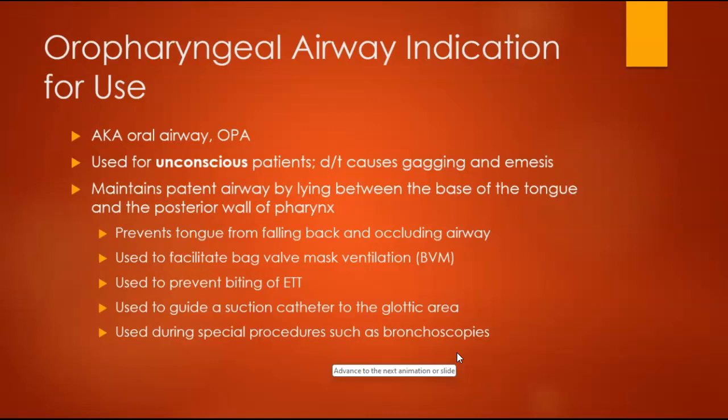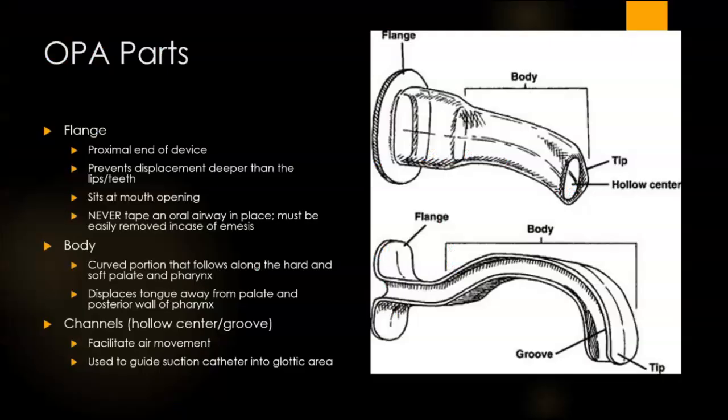wall of your pharynx, prevents the tongue from falling back, helps you facilitate bagging, manual ventilation with a bag valve mask. It's used to prevent biting on the ET tube, used to guide a suction catheter into that glottic area to help facilitate suctioning, or you can use it during special procedures such as bronchoscopy for the same thing.